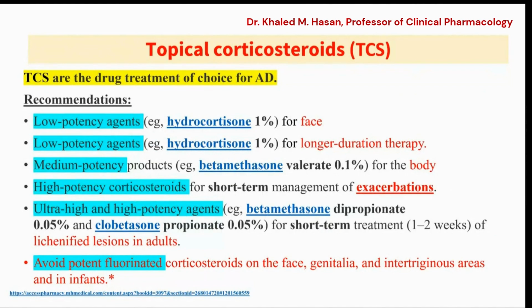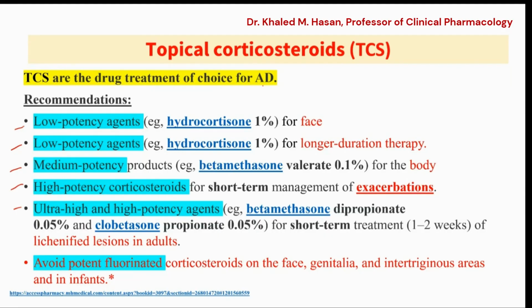Topical cortisone. If you remember, we have the categories for cortisone from class 1 to class 7, and we discussed from super potent to the least potent. Here it's made easy for us: we have low potency, medium potency, high potency, and ultra potency. We have the least potent, so that is what we have here.